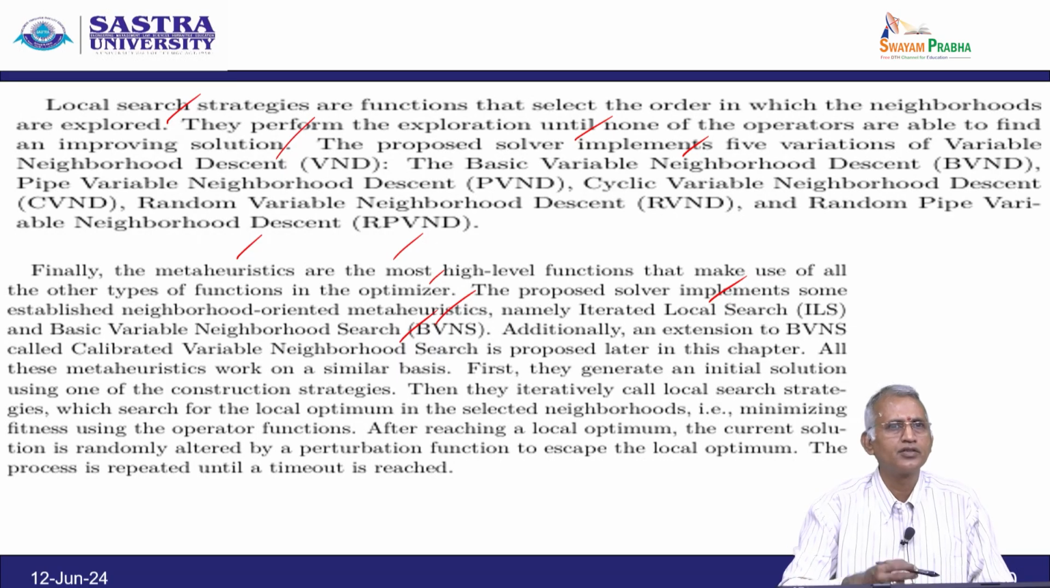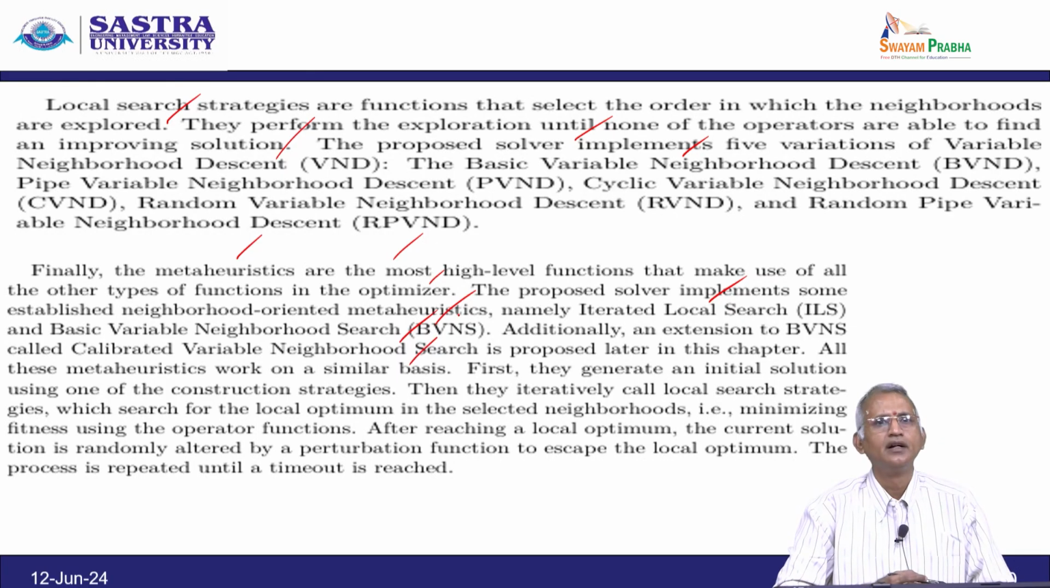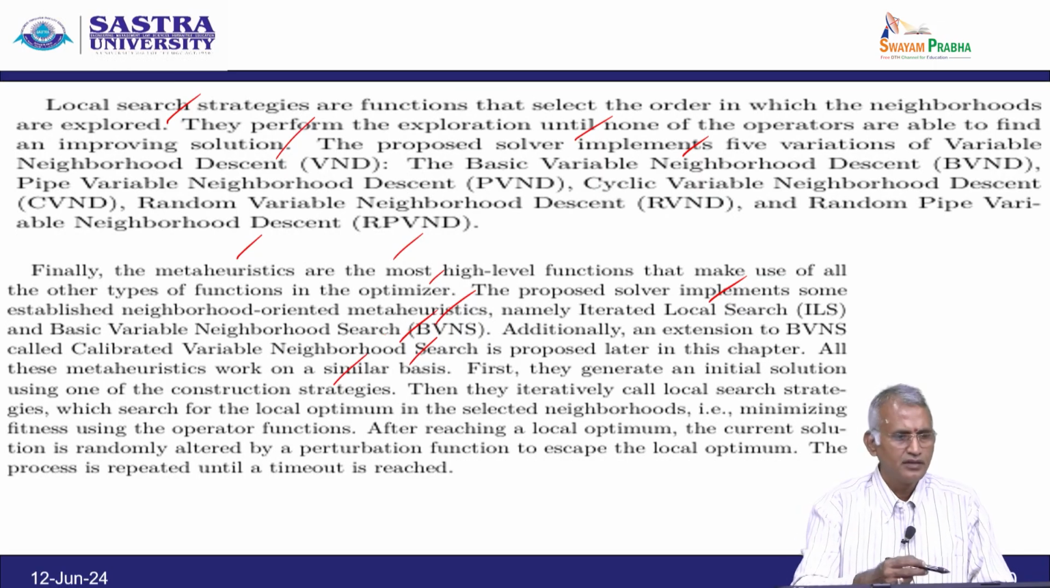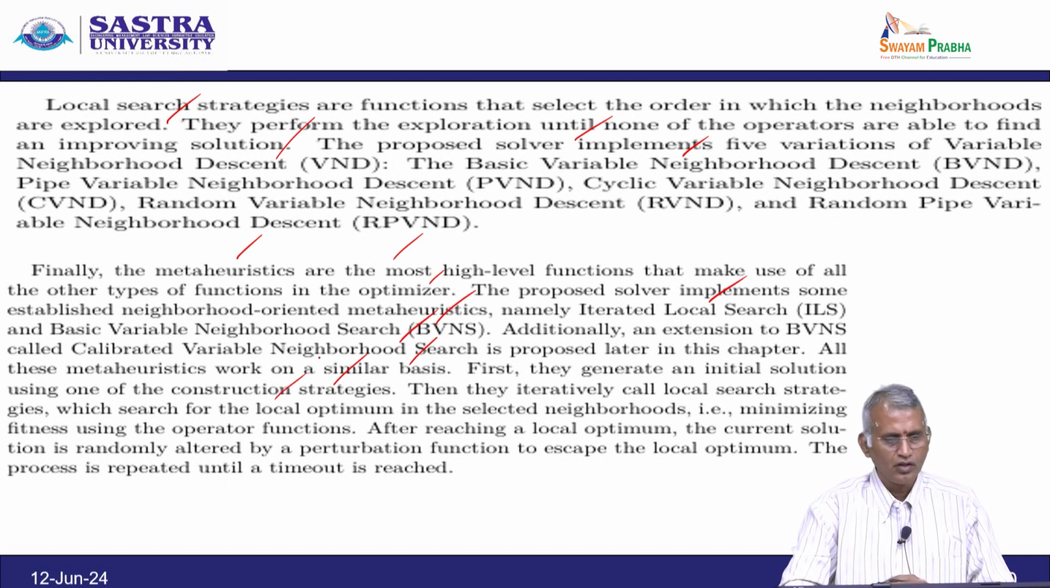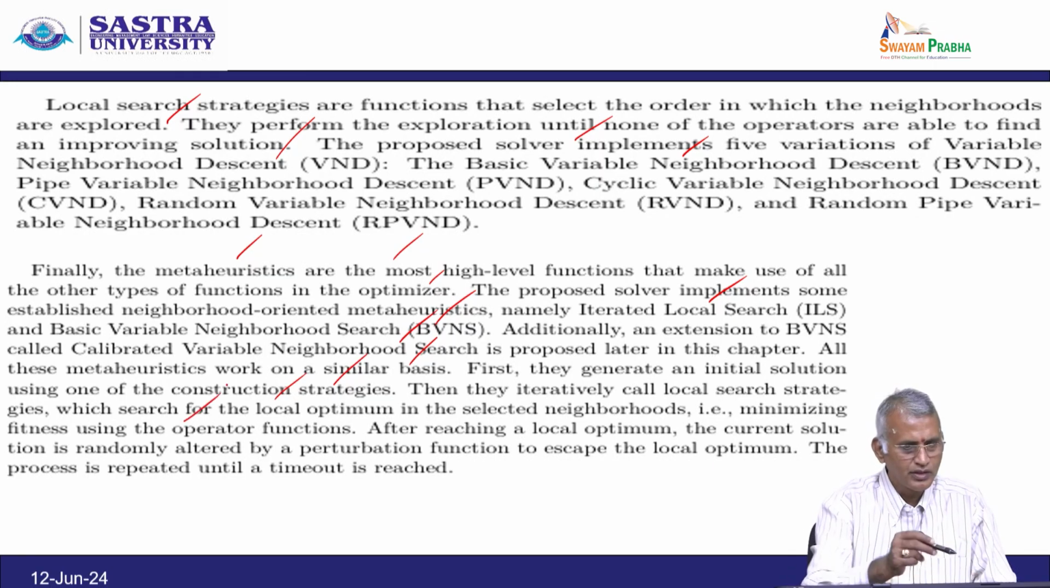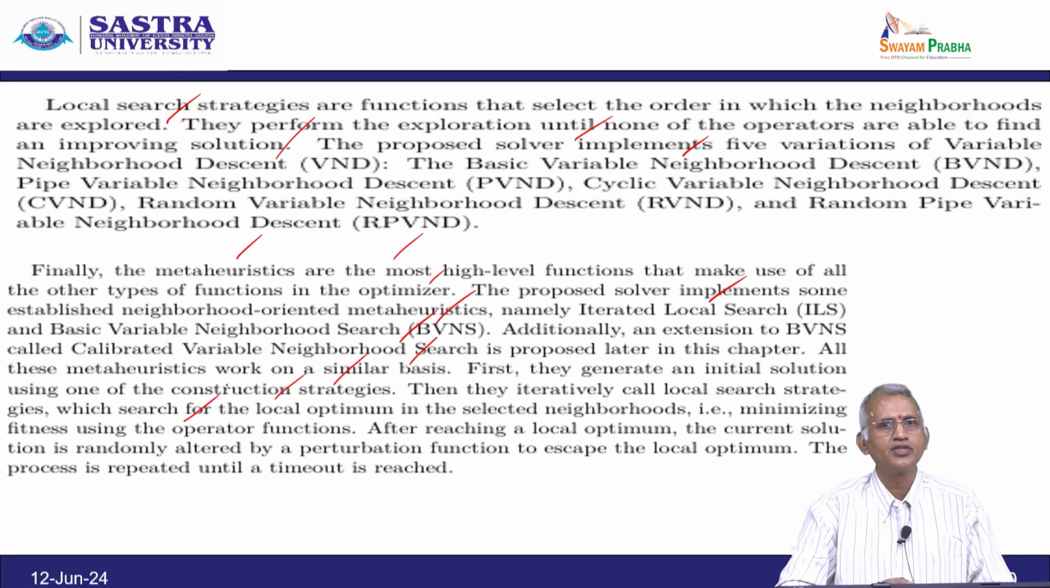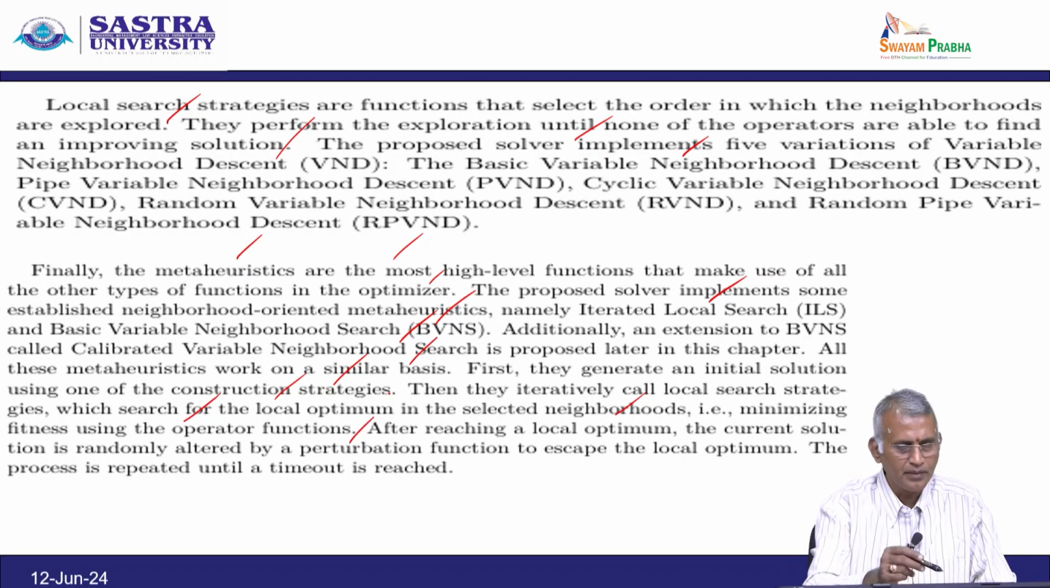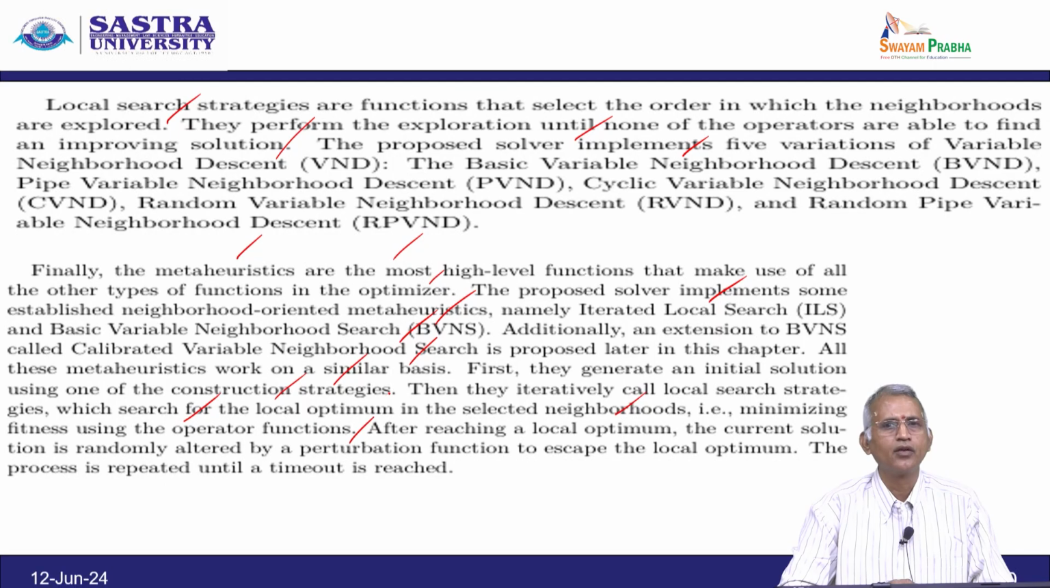All these metaheuristics work on a similar basis. First, they generate an initial solution using one of the construction strategies. Then they iteratively call local search strategies, which search for the local optimum in the selected neighborhoods, that is, minimizing the fitness using the operator function. After reaching a local optimum, the current solution is randomly altered by a perturbation function to escape the local optimum. So, the process is repeated until a timeout is reached.